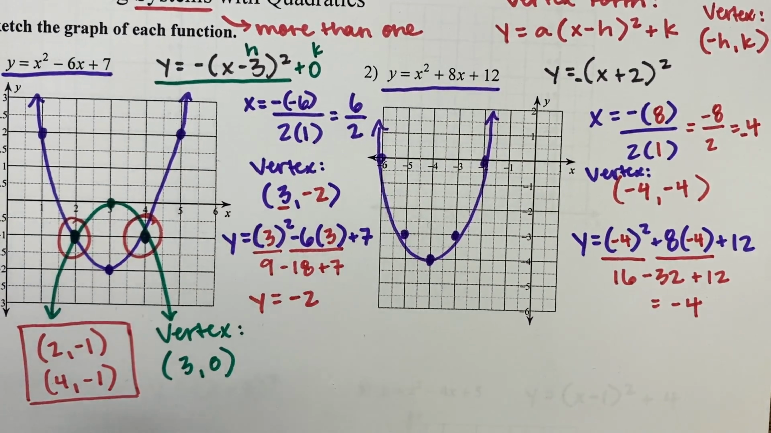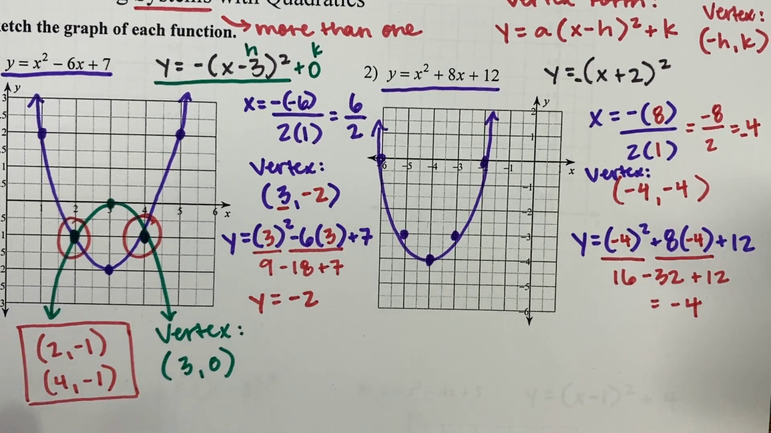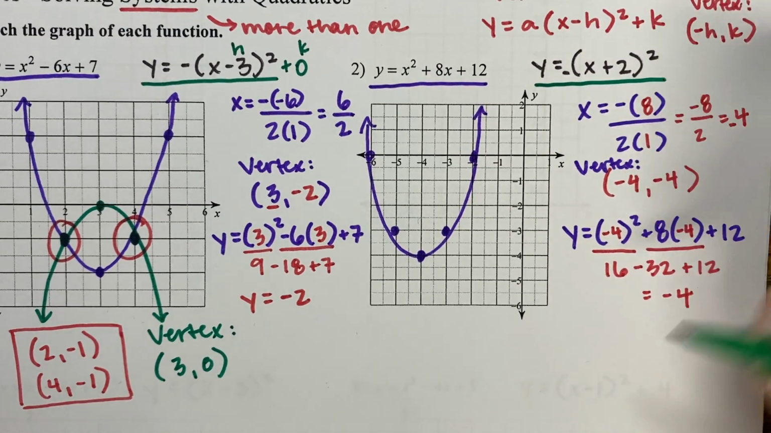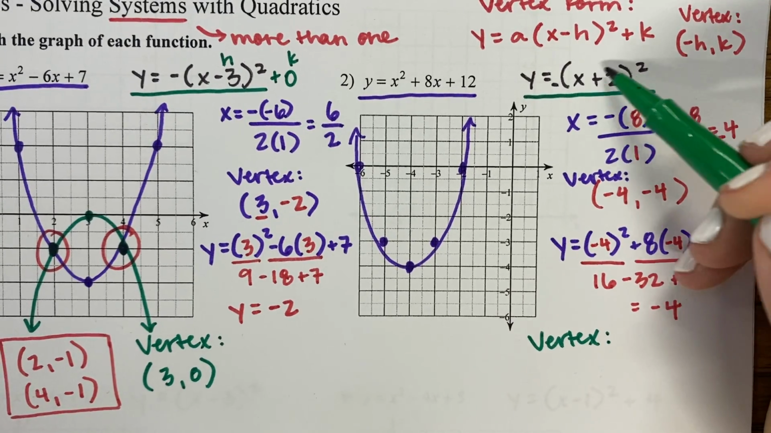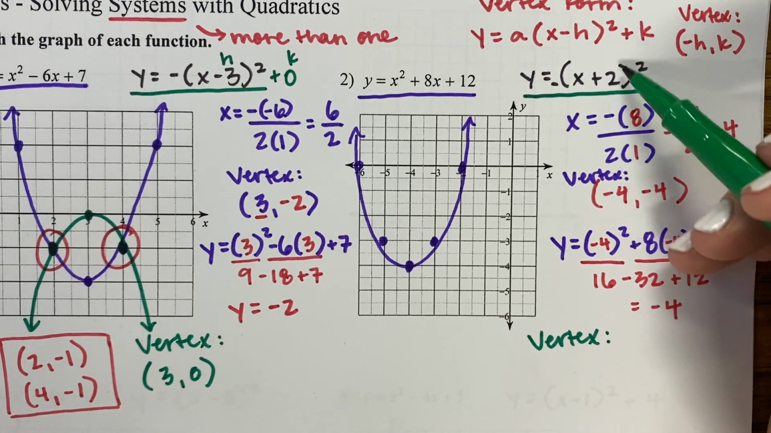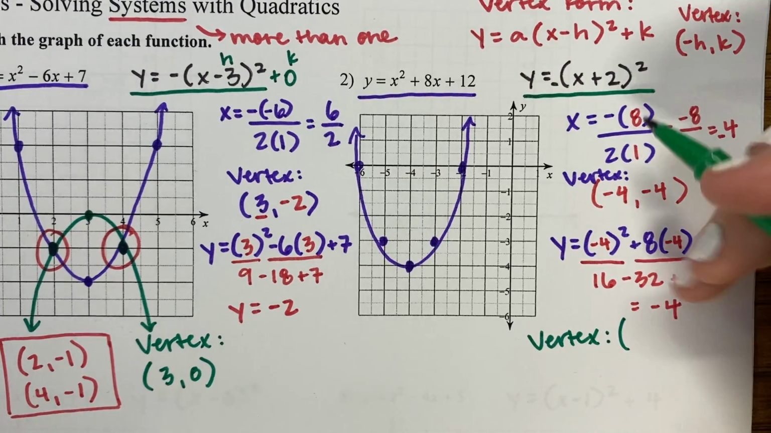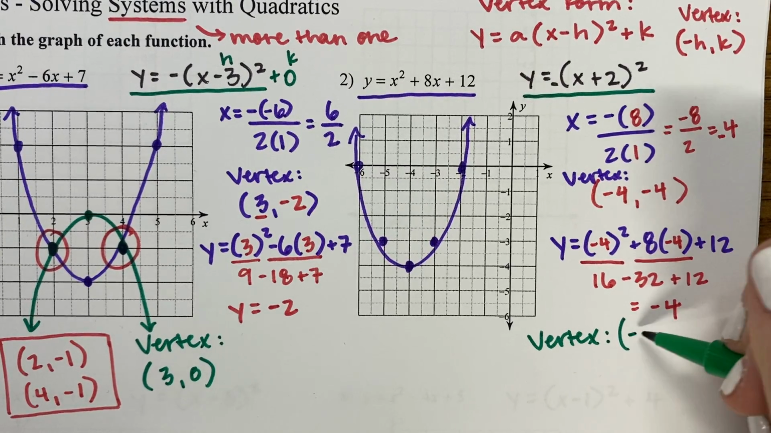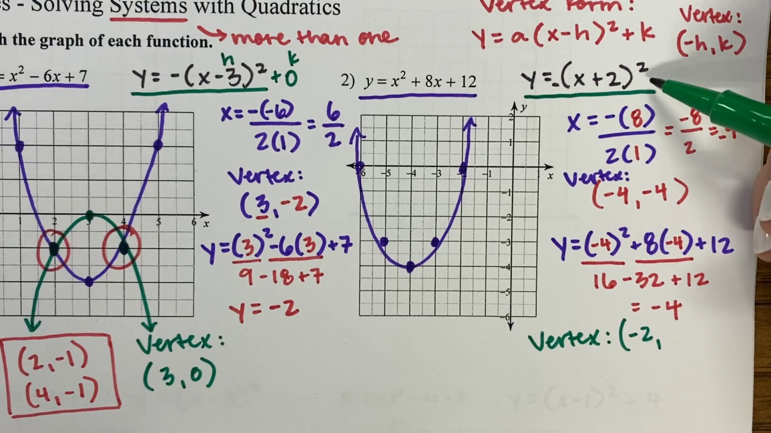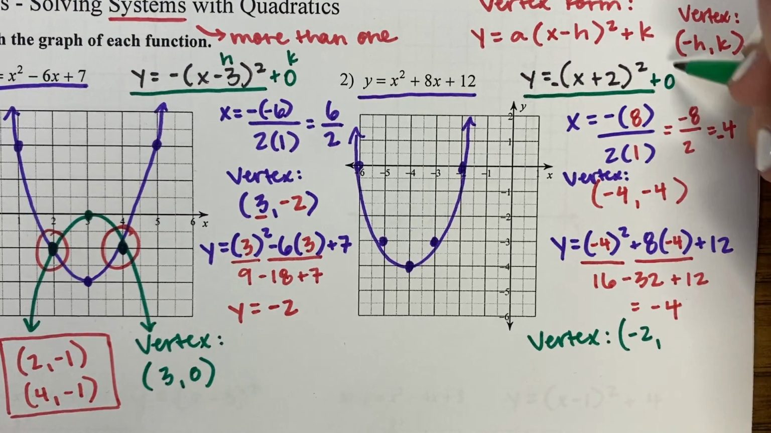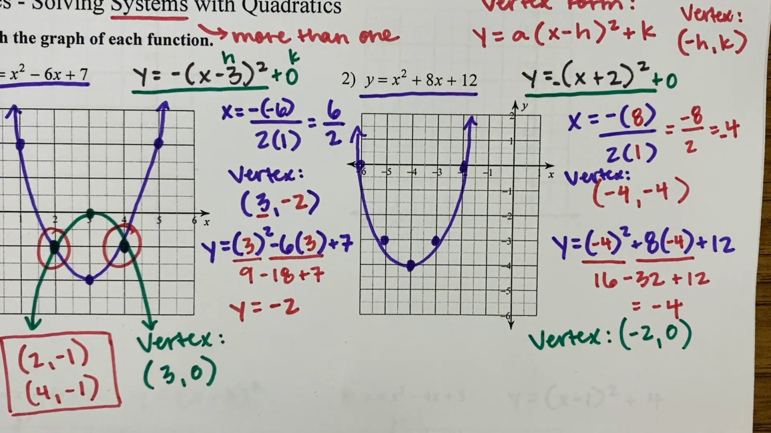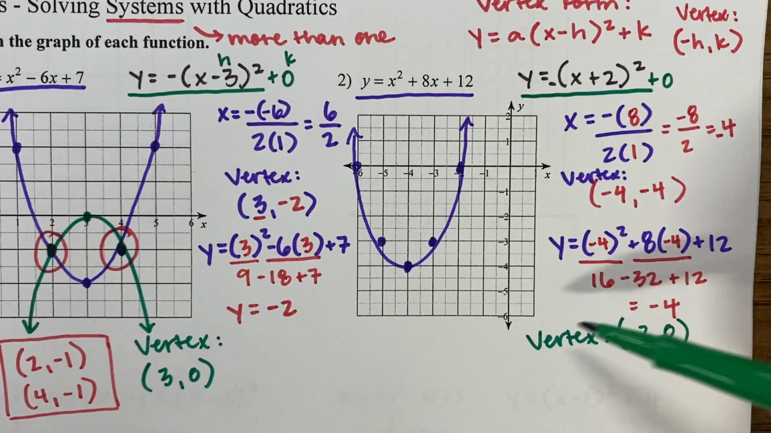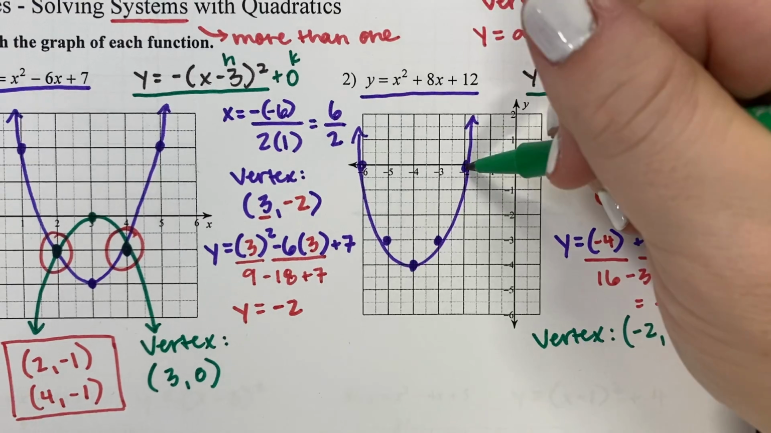Now I just need to graph the green guy. The green guy is a lot easier. He's this guy right here. We just need to identify the vertex. My h is inside always, but we need to change the sign on it, so it's going to change from a positive 2 to a negative 2. And my k is just plus 0 because there's nothing on the end, so 0. I can go ahead and put that vertex on, negative 2, 0.